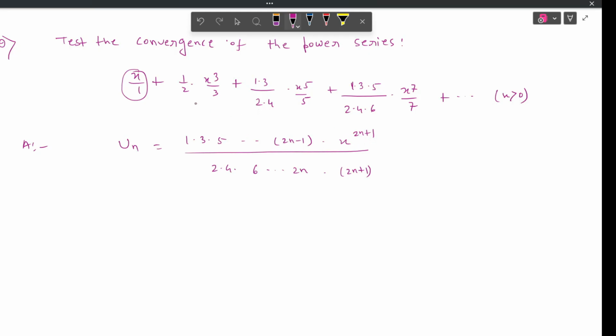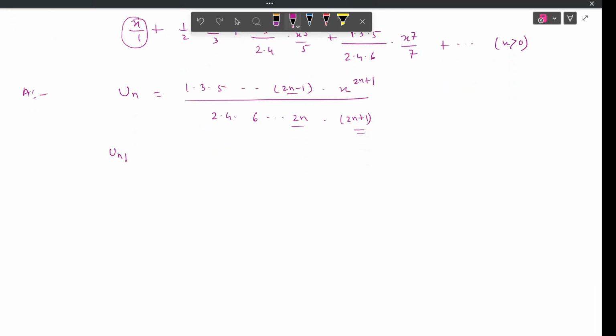And in the denominator, you can observe that this is 2, 2, 4, 2, 4, 6. So it will be the nth term, 2, 4, 6, 2n. Even term. This is odd term, right? So this should be 2n minus 1. And how to write this? 3, 5, 7. This is odd term. So you can write it as 2n plus 1. If you put 1, you will get 3. If you put 2, you will get 5. So this is our nth term.